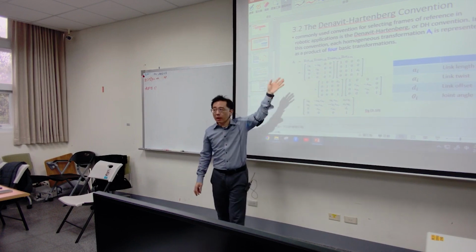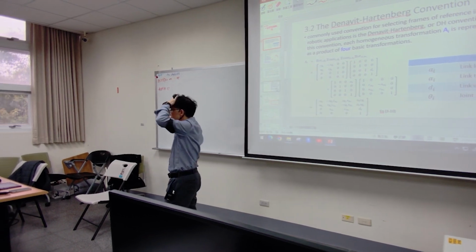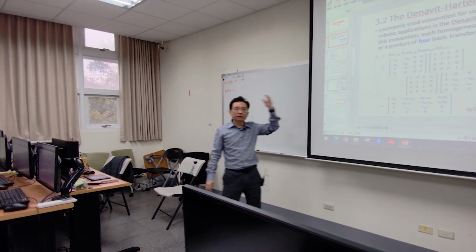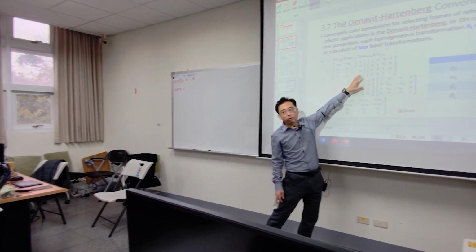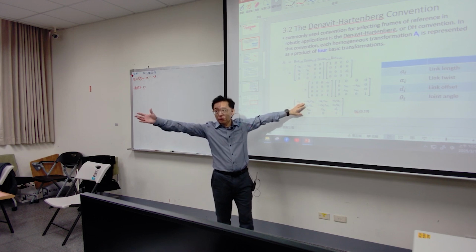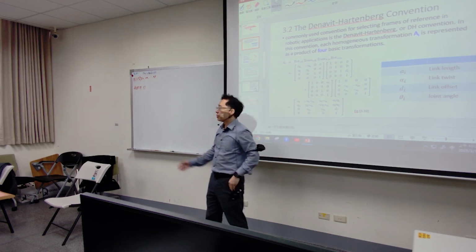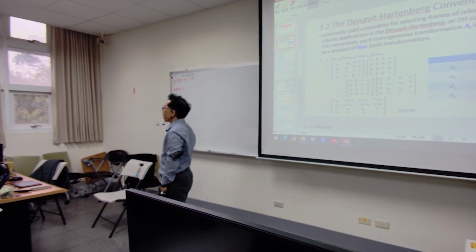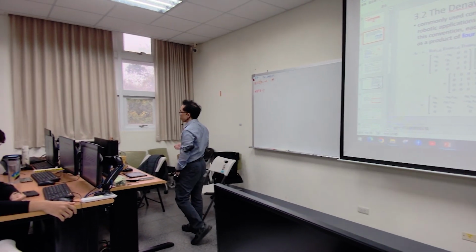A1, A0, A26. Okay, so this is the final result. You multiply the 4 matrices together. In the future, you can use it right away. You just put in whatever the DH parameters give you, then you can do the calculation.